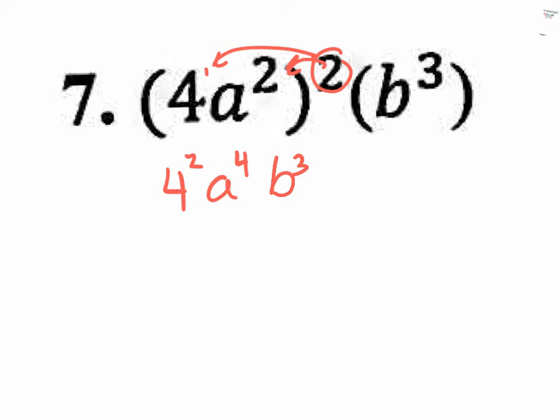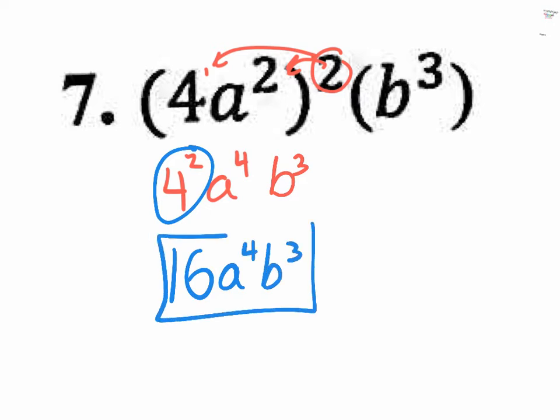You can't combine the a to the 4th with the b to the 3rd, but you can simplify 4 squared. The answer is 8, right? 16. Just checking to see if you guys are awake. So 16, a to the 4th, b to the 3rd is your final answer on 7. Let's move on to number 9.